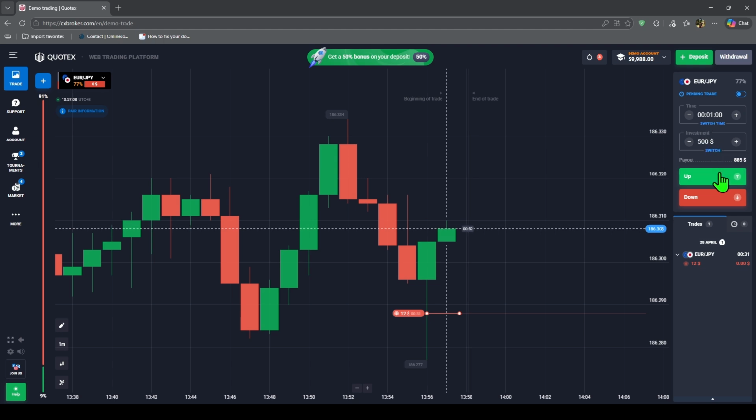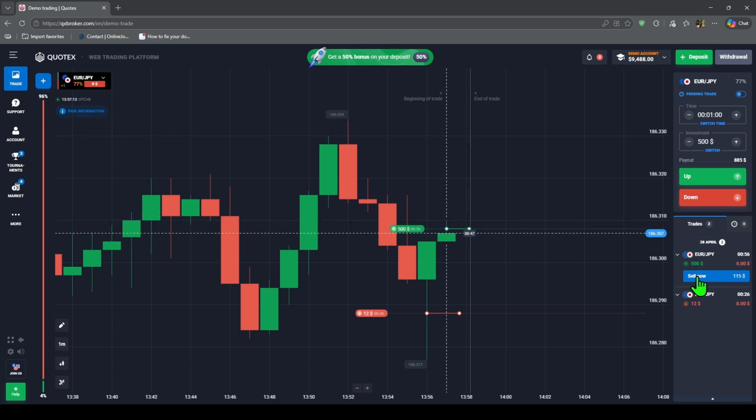After placing the trade, wait for the timer to finish. If your prediction is correct, the platform will show your profit. If not, the trade amount will be lost.